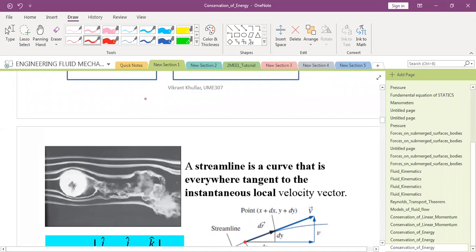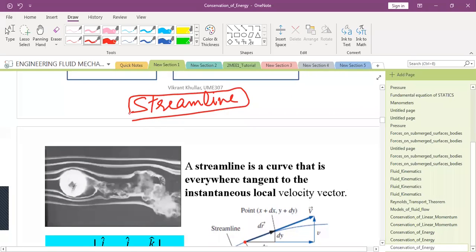So any doubts to anyone in the concept of streamline? Streamline. What is a streamline? Sir, any path whose tangent gives the velocity. Okay, so one thing I clarified the other day also, that is the instantaneous local velocity. Yes, sir. Yes, not the velocity. So if this is a streamline, what do you think?